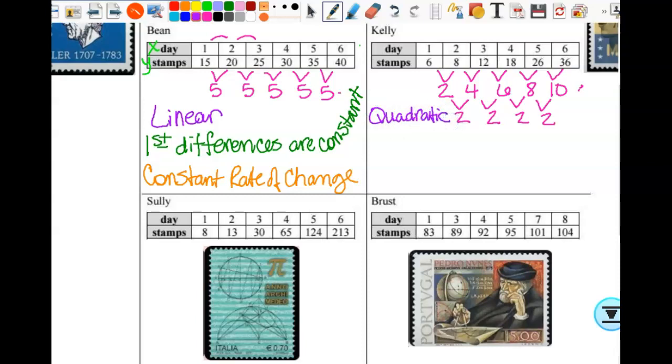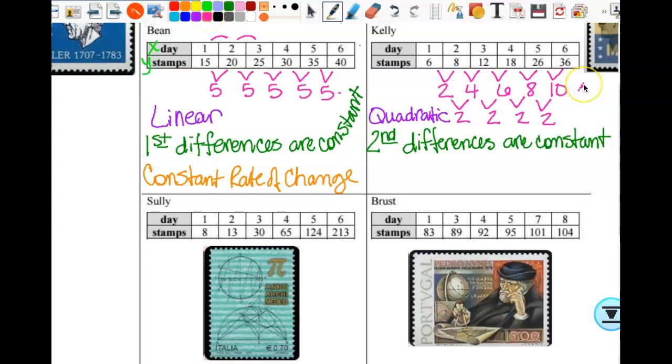And I can explain this two different ways, right? I can say this is because the second differences are constant. Okay, because that's true, right? But I need to make sure I understand what the second differences are. And here's where that wording started messing with your head sometimes.